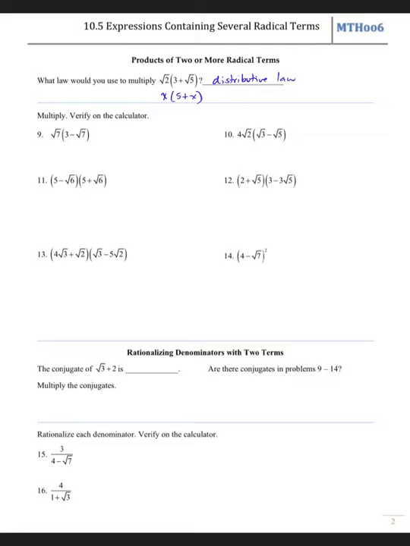So now this first one, multiply, verify on the calculator. Again, all of these you can type it in just as you see on the calculator. Use the parentheses above the 8 and 9 to check your answers. We want to distribute this.